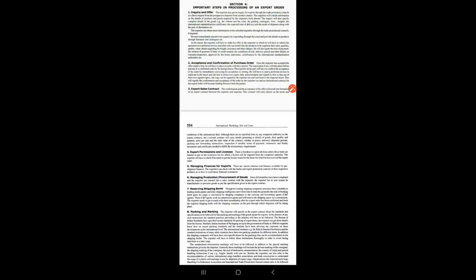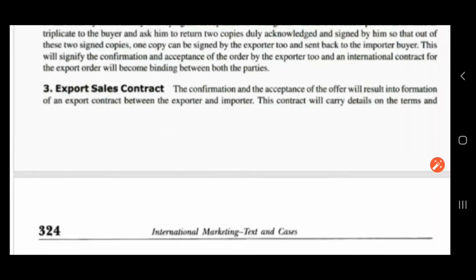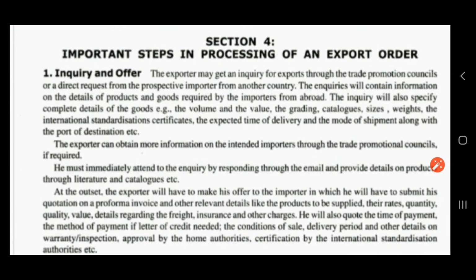The process actually starts with inquiry by the exporter. The exporter initiates this export order process with an inquiry, either through the importer or through any trade promotional councils, that we have discussed in the last class.